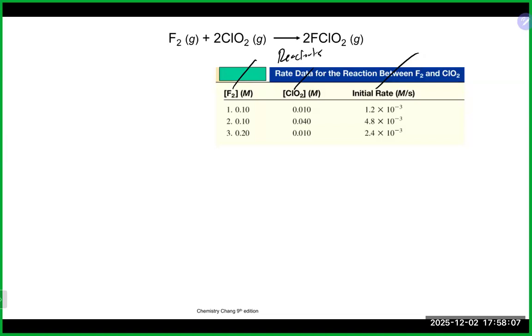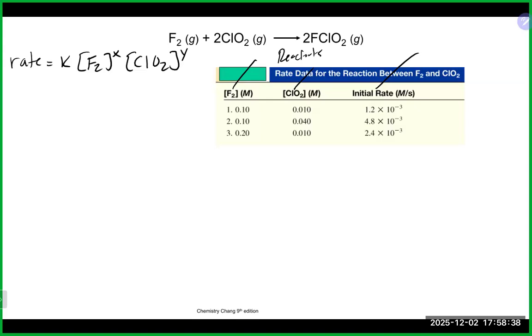So the first thing that you would do is just think about this reaction here and write a generic rate law, which would look something like the rate is equal to K times the concentration of F2 to the X and ClO2 to the Y. And really the goal of using this table is to figure out what the X and the Y are. And once you do that, you also are then able to determine the value of the rate constant once you figure out the orders. So you could do this a couple different ways.